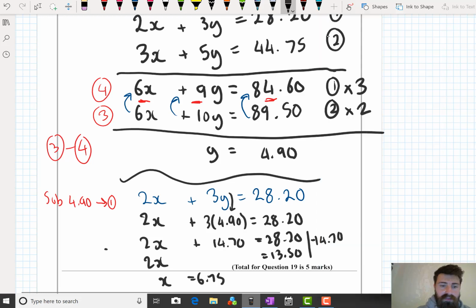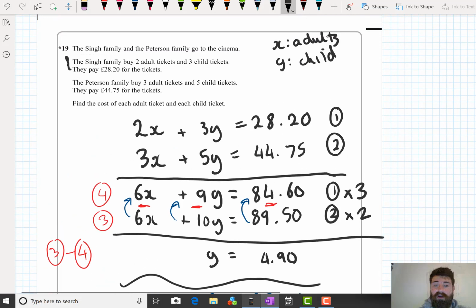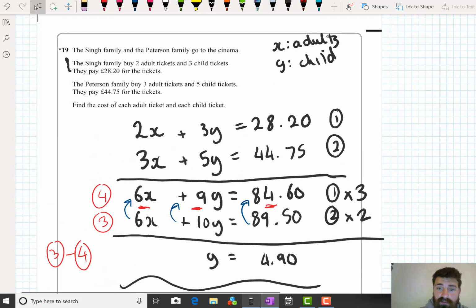Do you know what? I want 4 marks on this. So I've used equation 1 to sub it back into. I'm going to check in here. 3x, so check.